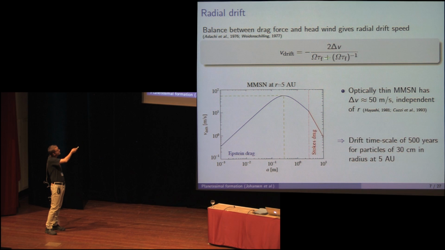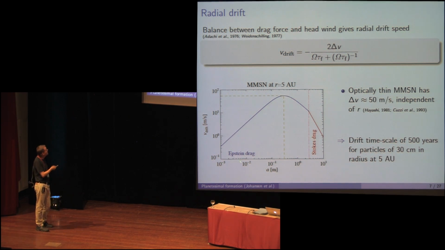expression here, where we see again the Stokes number, not the friction time, not the particle size, but the Stokes number. Stokes plus Stokes inverse, it has to peak somewhere at Stokes number 1, and that's also what we see here at 5 AU, minimum mass solar nebula. At 30 centimeters, it peaks at around 50 meters per second, and then goes down on both sides for smaller particles and for larger particles.